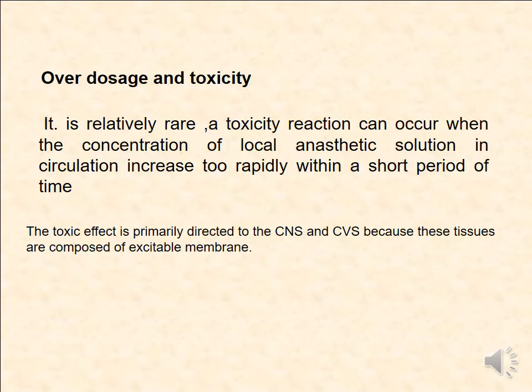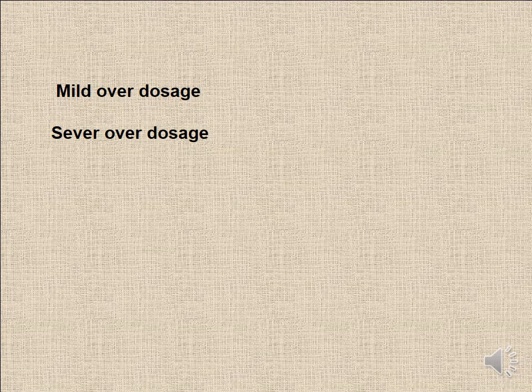Another complication is overdosage and toxicity. It is relatively rare, but a toxic reaction can occur in the patient when the concentration of local anesthetic solution in circulation increases too rapidly within a short period of time. The toxic effect is primarily directed to the central nervous system and cardiovascular system because these tissues are composed of excitable membrane. We have another classification of overdosage, either mild overdosage or severe overdosage.